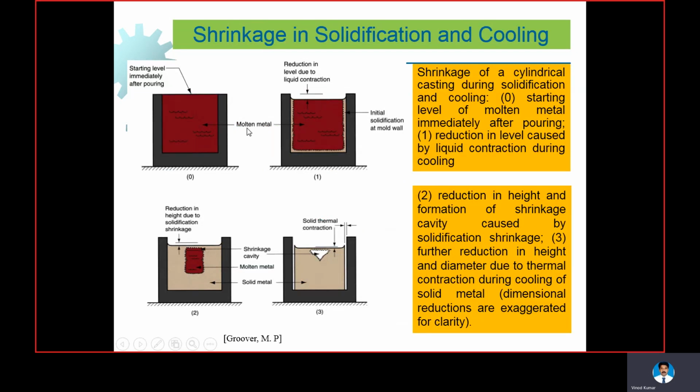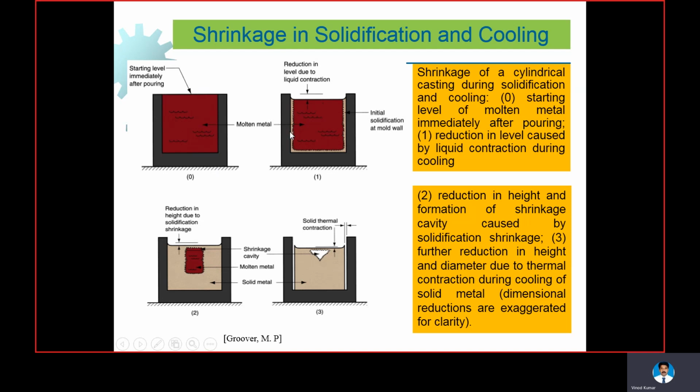If you start, this is completely 100% liquid after pouring, then the starting level of the liquid is like this. After cooling, what happens? The level decreases. Why? Because liquid changes to solid. When liquid changes to solid, contraction takes place. You can see initial solidification along the walls, and then height reduces.